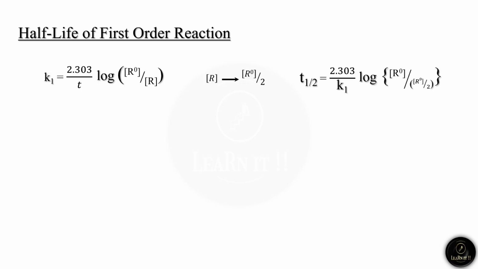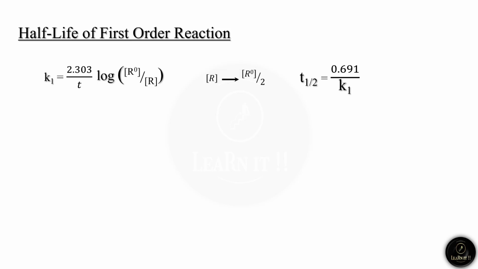So t half is equal to 2.303 divided by K1 log of concentration of R0 divided by concentration of R0 divided by 2. If we take the 2 above, then it is going to become t half is equal to 2.303 divided by K1 log of 2, because R0 and R0 got cancelled. The value of log 2 is 0.301. So 0.301 into 2.303 is going to give us 0.693. So t half is equal to 0.693 divided by K1.